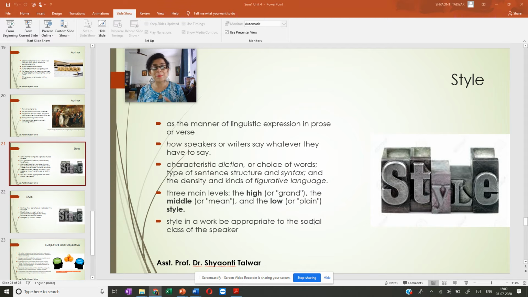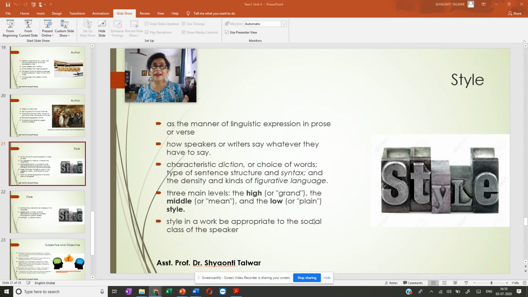Now, there are three main levels in style, like in diction. So you have the high style, which is the grand style, which is used in the more serious genres like epic and tragedy. Then you have the middle style, which is also called the mean style, which is neither very grand or lofty, nor very easy, simple, and commonplace. And finally, you have the low or the plain style.